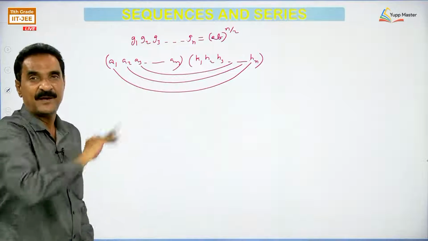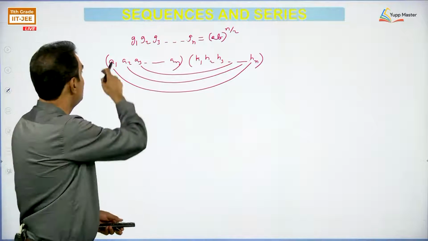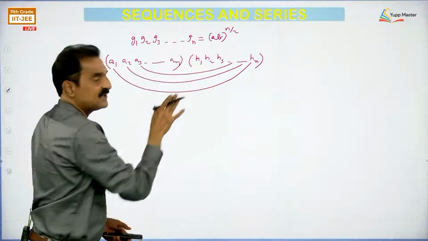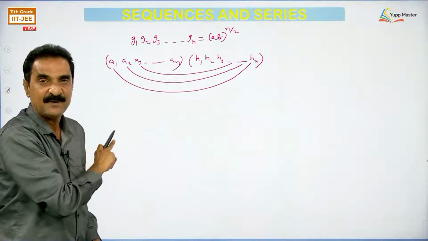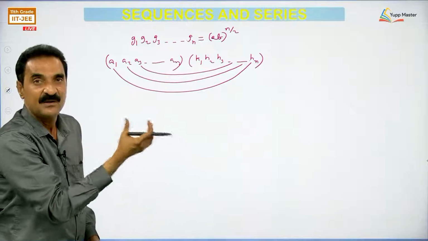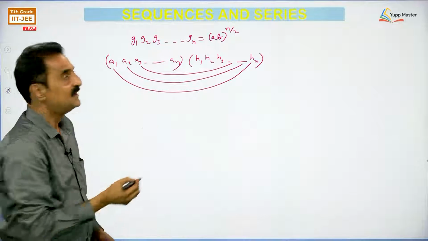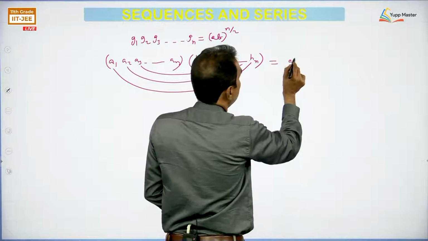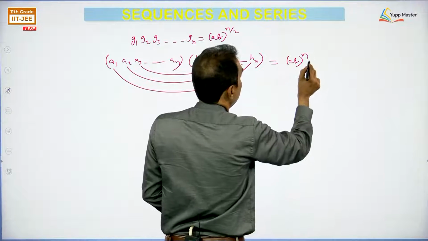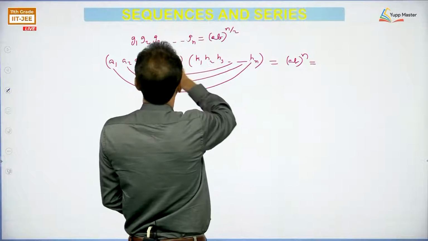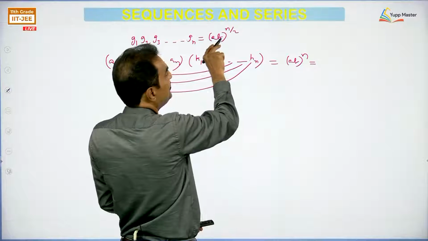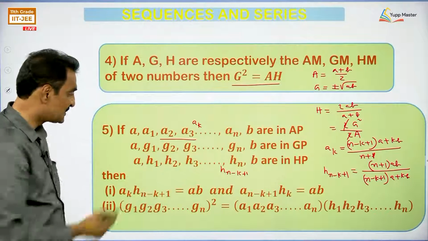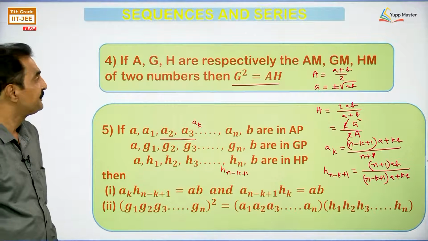In this way, if you pair them, what happens? How many ABs will come? There are n AMs and n HMs. So, every one AM is paired with the corresponding HM. So, you will get n pairs exactly. Every pair is AB. So, this product will be AB power n, which is equal to this whole square, is it not? AB power n by 2 whole square is AB power n. Hence, we get the last point. Alright.